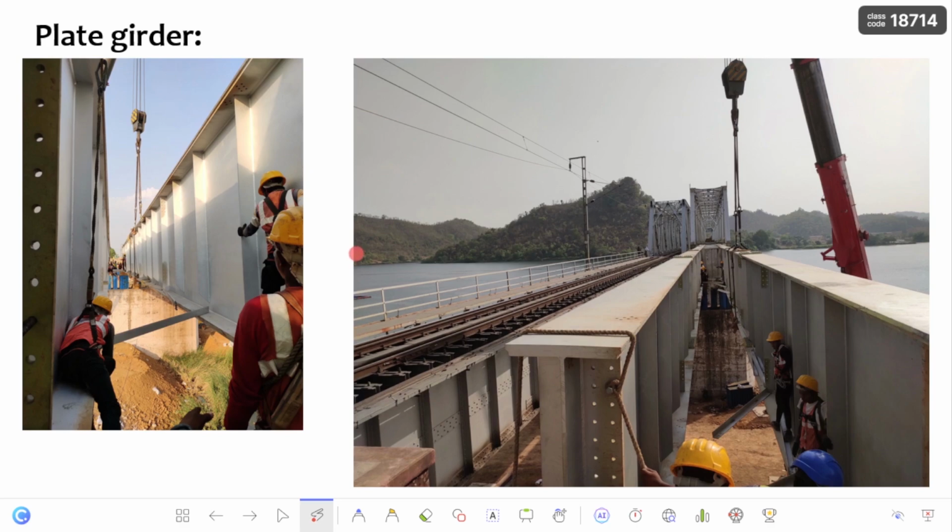In this video, I am going to discuss plate girders. Actually, I am going to do a series of lectures on the plate girder, initially with the introduction and the structural behavior of the plate girder, and finally the design of the plate girder using numerical examples.